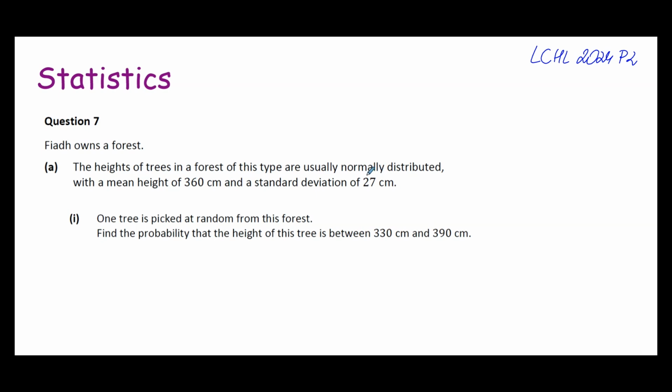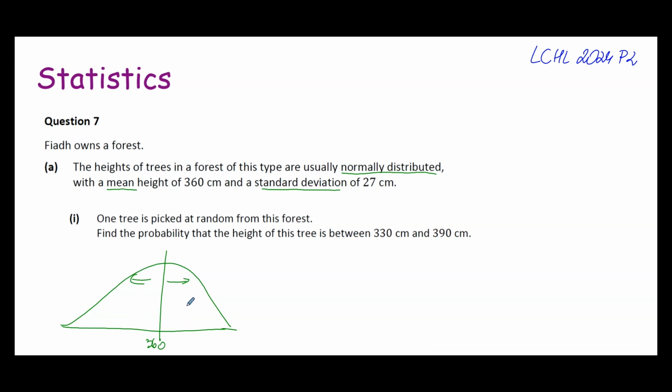Now, our keyword: once we see normally distributed and we are given the mean and the standard deviation, what that refers to is the graph of normal distribution, with the mean being in the middle, so that's my 360, and then the standard deviation of 27 going in each direction. So once I see that, I know that that's what we are talking about.